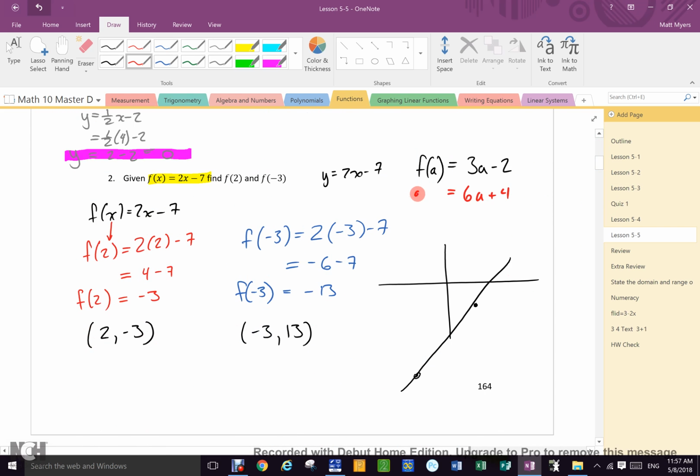Right. I would have to have a g of x because this is a whole new function. Is everybody good? Are you lying to me?